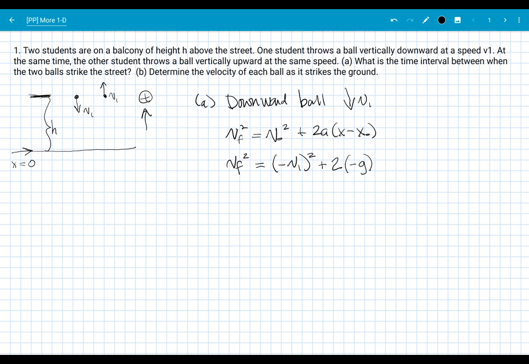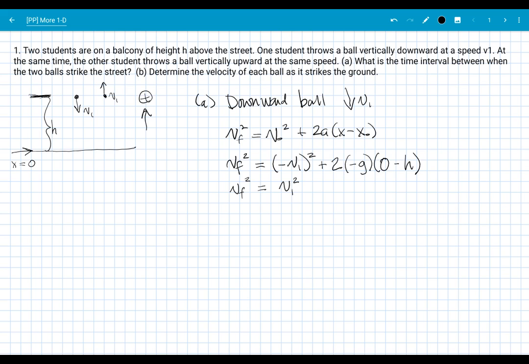So my final minus initial: I could say here that my final position is at the ground, which is 0, and my initial position is up at h there. So I'm going to clean this up again here. VF squared is going to be V1 squared. That negative sign goes away when I square it, right?